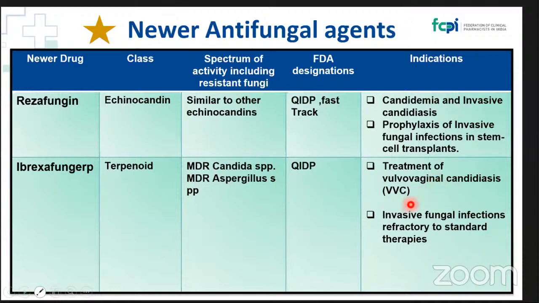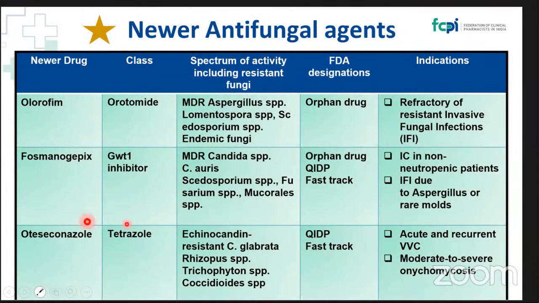Next, we have olorofim. This is the first member of the orotomide class of antifungal agents. They can cover Aspergillus species, Lomentospora species, Scedosporium species, and other endemic fungi. The mechanism of action is that it inhibits dihydroorotate dehydrogenase, which is an enzyme involved in the biosynthesis of pyrimidine. This can also affect cell wall and cell cycle regulation. So this is the mechanism.